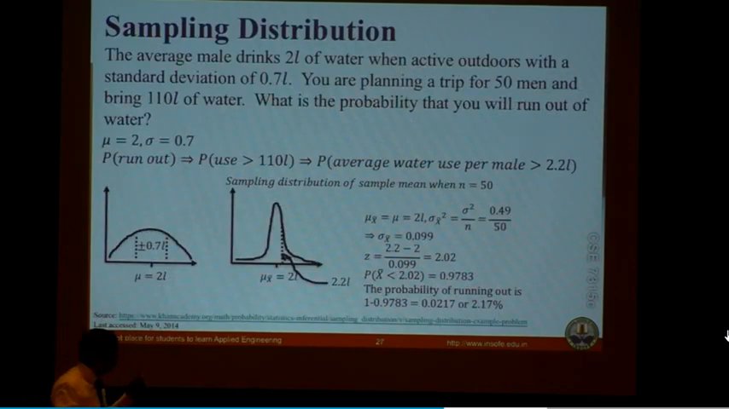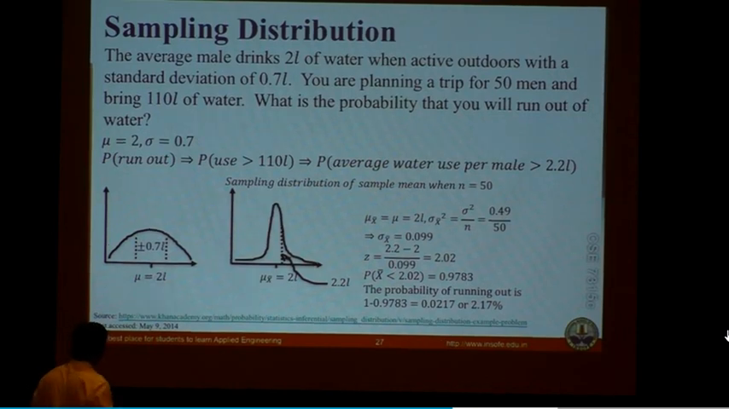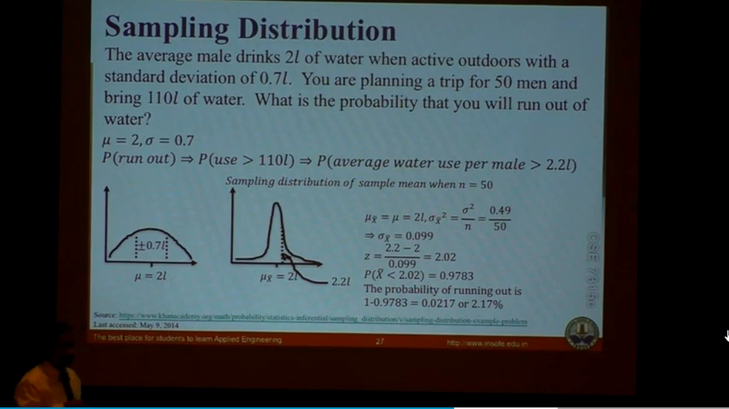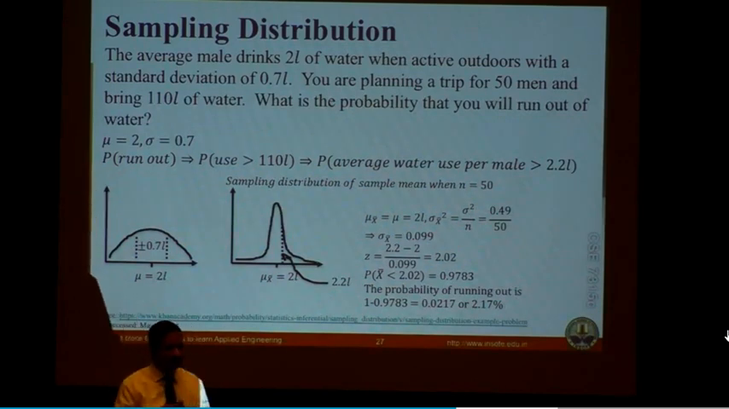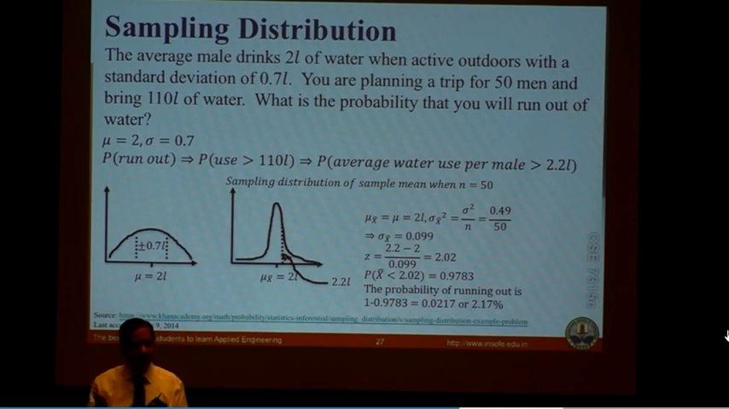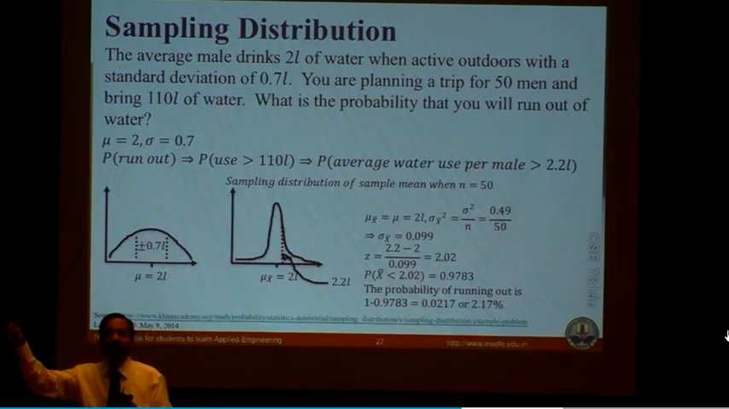This is from this one and the next one from Khan Academy, and that will complete the sample distribution. So let's say an average male drinks 2 liters of water per day when active outdoors, and there is a team of people you are taking, 50 men. Because on an average they drink 2 liters per day, 50 people will drink 100 liters. But we also know that there is some variance. Let me be safe. Let me take 110 liters.